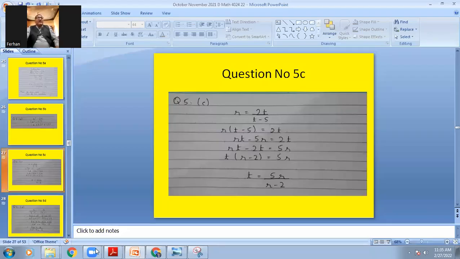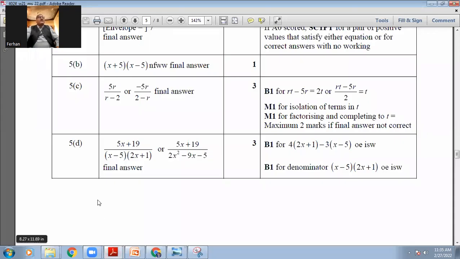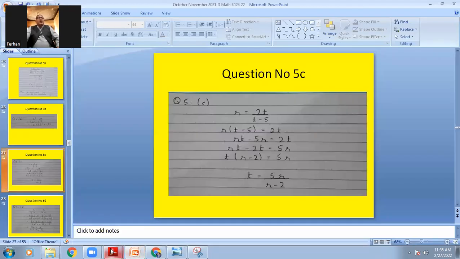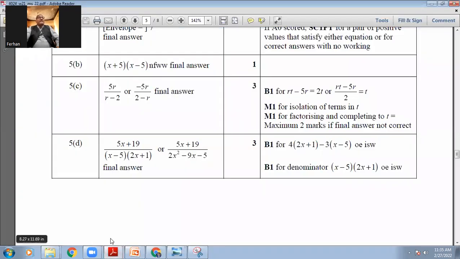So let's have a look at the marking scheme to see if our answers are right. Yes, sir. Our answers are right. 5R over R minus 2. So yes, our answers are right.